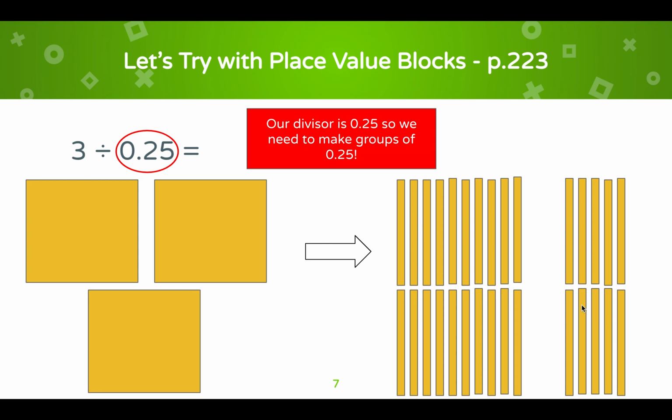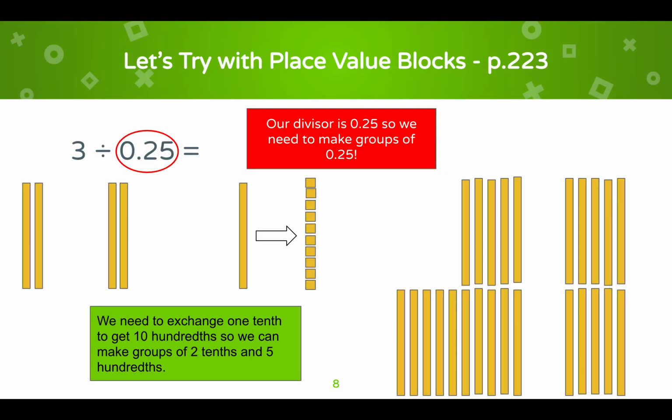All right, so our divisor is 25 hundredths, so we need to make groups of 25 hundredths. However, I don't see anything split here into hundredths, so you're going to see what I'm going to do to kind of make that usable. So what I did is I took one of my tenths and I split it into 10 hundredths, okay?